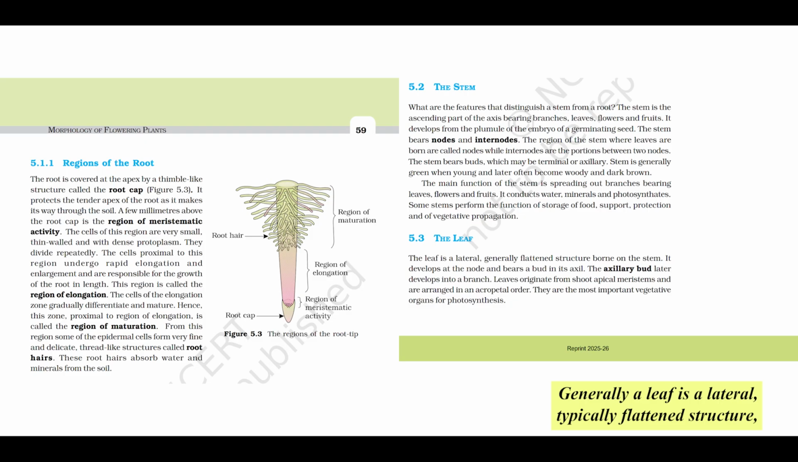Generally, a leaf is a lateral, typically flattened structure designed perfectly to capture maximum sunlight. It is born on the stem, developing precisely at a node. A significant diagnostic feature is that it consistently bears a bud in its axil. Remember, the angle formed between the leaf and the stem. This axillary bud holds the potential to later develop into a branch or perhaps a flower. So the bud in the axil is a key leaf feature.